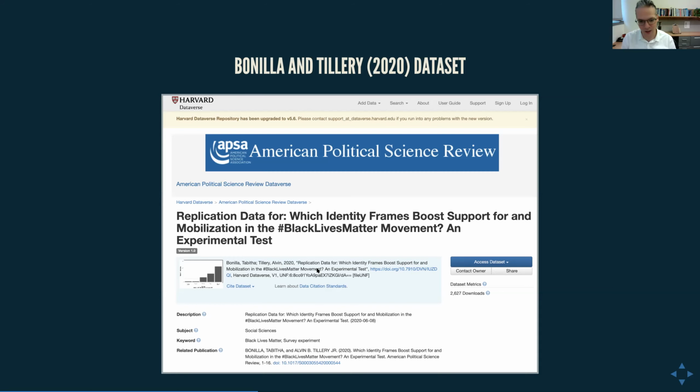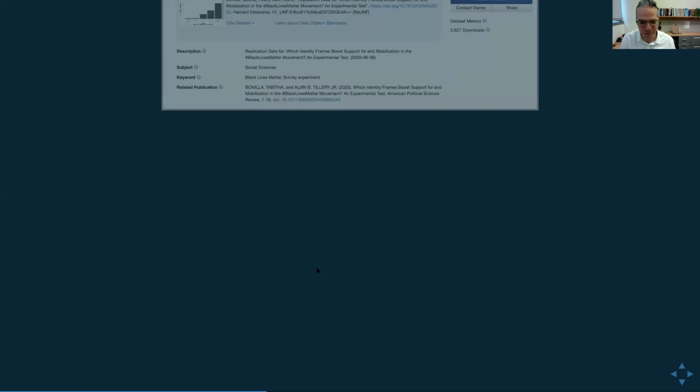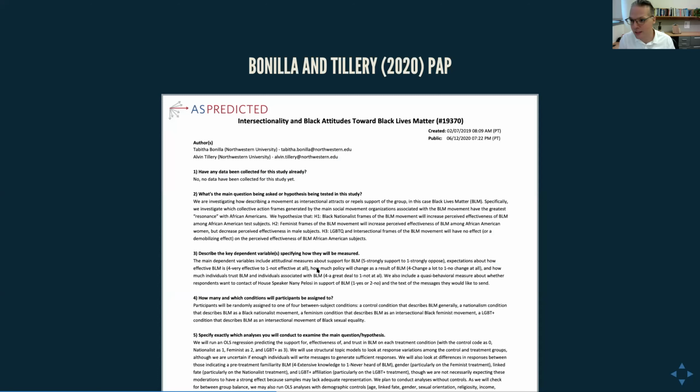It's required by the APSR, but it's in the right spot. Here is their As Predicted pre-registration document. When you go to As Predicted, there's a questionnaire that looks just like this. The first question is, have any data been collected for this study? So it establishes when you're starting. What's the main question? It's a little bit hard to answer what's the main question. This is, what is the inquiry? It's what this is about, but it's a vector of inquiries.